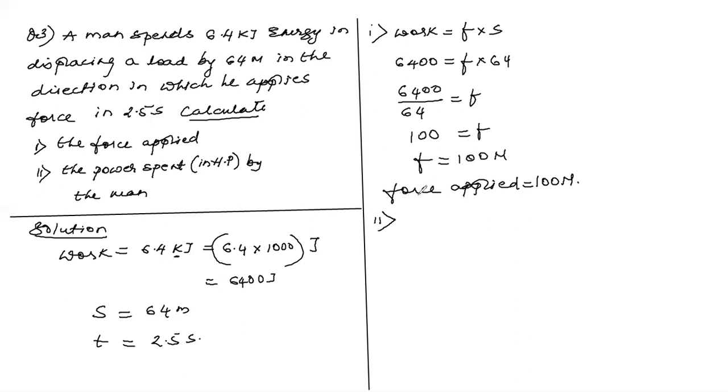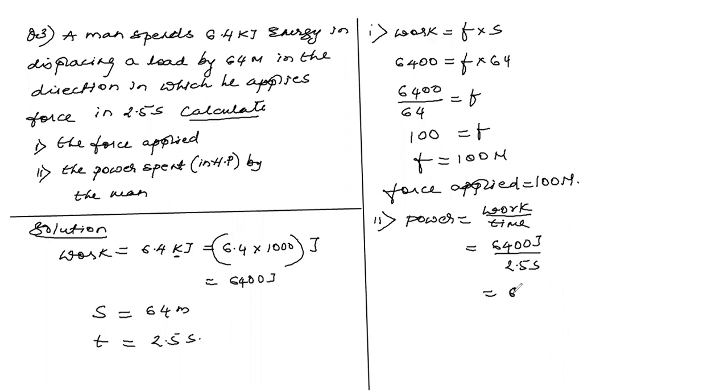So you can clearly see, beta, power is the rate at which the work is done. That is the work done per second. That means to find power, we should know work and we should know the time. So what is the work the person has done? 6,400 joules. And what is the time taken by the man? 2.5 seconds. So that means so many joules in 2.5 seconds.